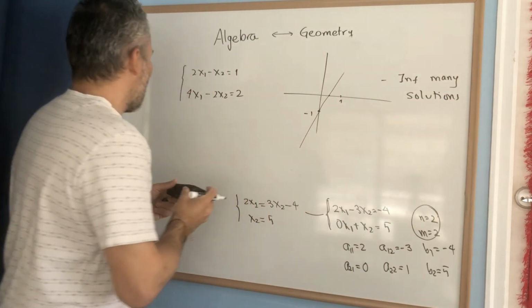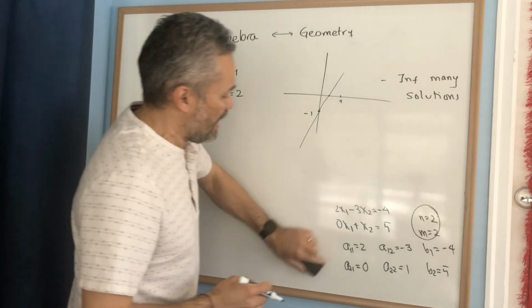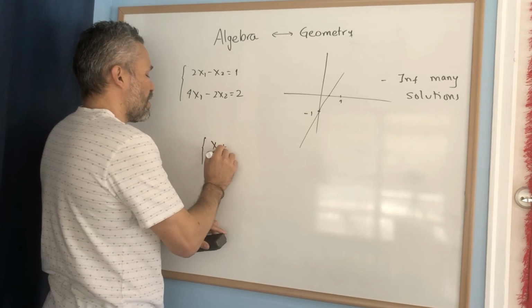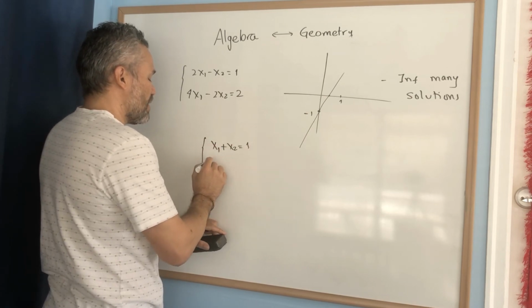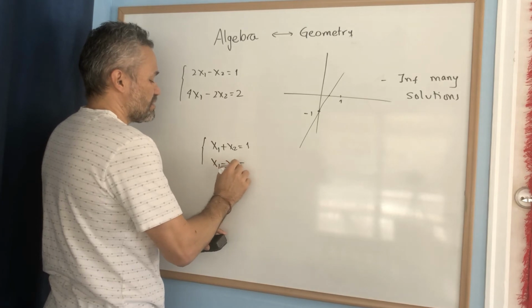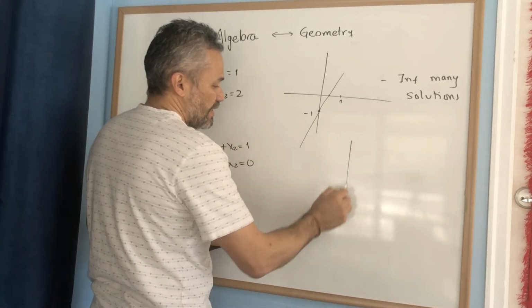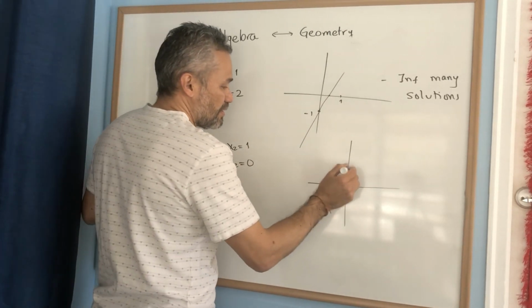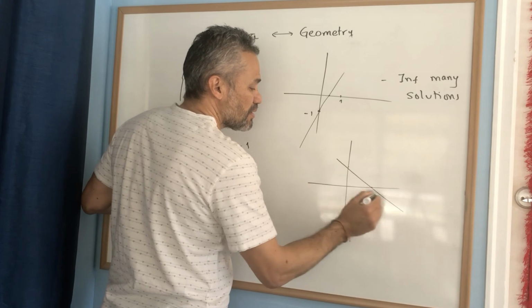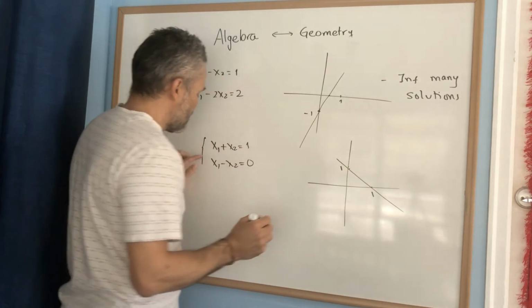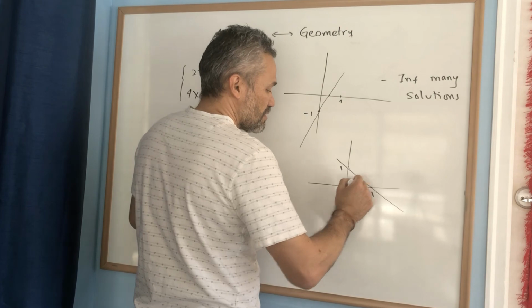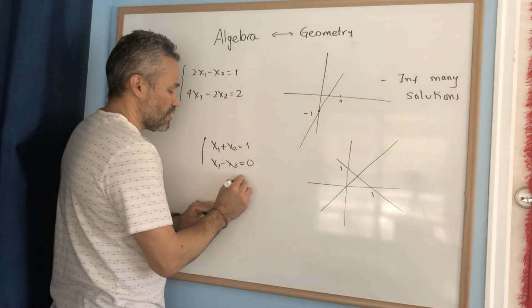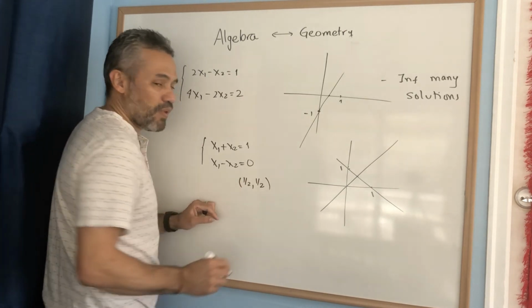solutions. What happens if we have a system like this, like x1 plus x2 equal 1, and x1 minus x2 equals 0? Then in this case, geometrically, this line is a line that goes like this. This is 1, and this is 1. And this other line is a line that goes like that, x1 equal x2, and we see that the only solution is the point 1/2, 1/2.